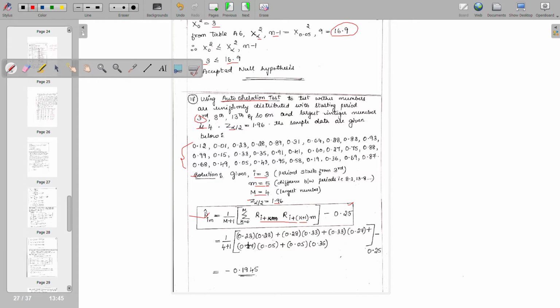Let's see. I start from 3: 1, 2, 3. This is i. 0.13 we got from this equation. Now 0.28 we got from here. So how do we find it without the equation? For 0.28, from here you count down the difference: 1, 2, 3, 4, 5. Now this is the second m. I got 0.28 for iteration k equal to 0.